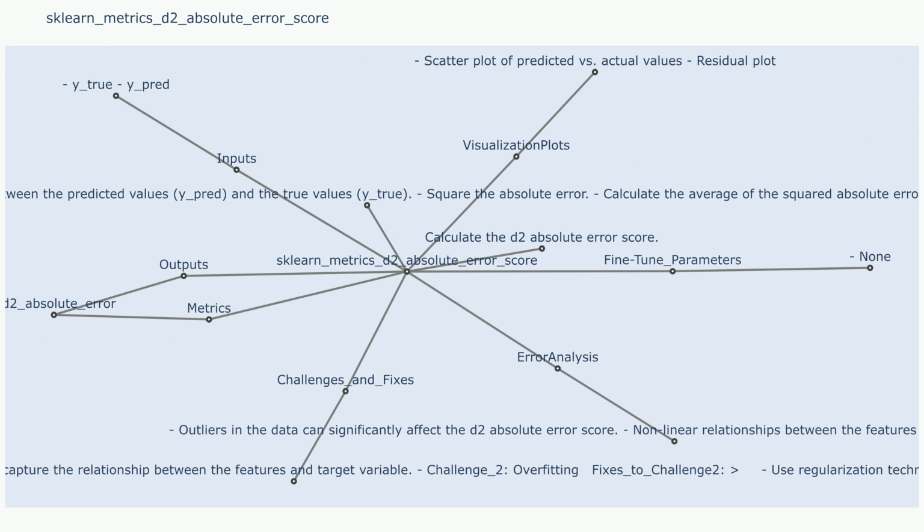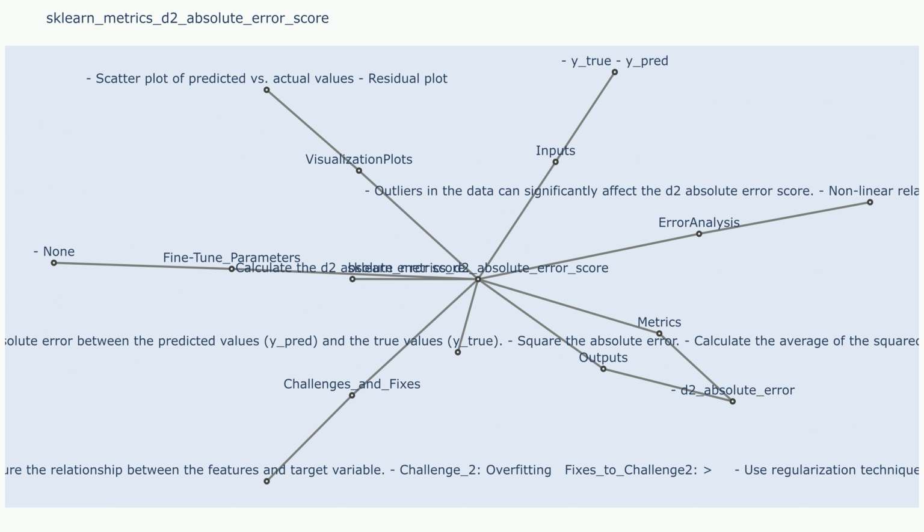Metrics. D2 absolute error score. This metric measures the average distance between the predicted values and the true values. Lower values indicate better model performance.